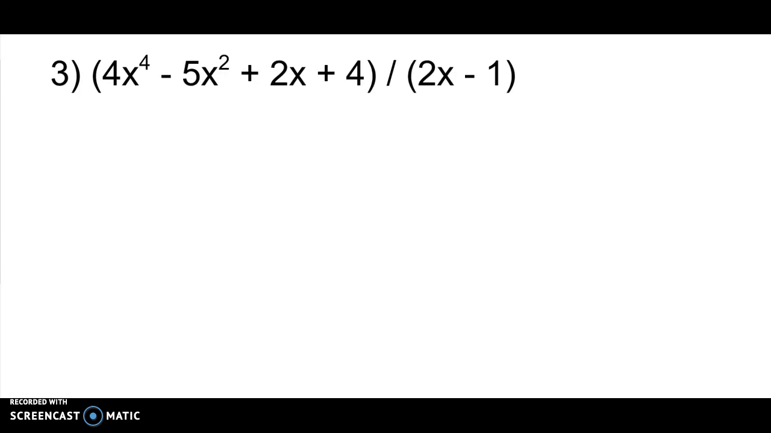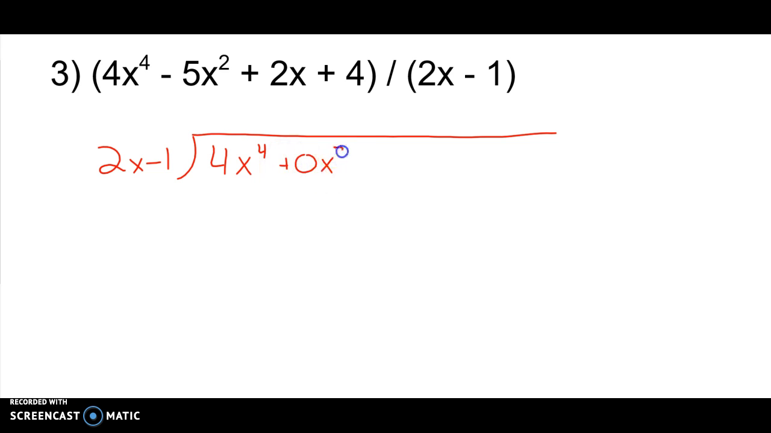The 2x minus 1 goes in front. That's the divisor. It's what we're dividing by. And then underneath goes the big polynomial. Now, what do I have to remember to do in this case? Fill in for the x cubed. Yeah, remember, there's no x cubed, so we have to put a placeholder. Put a 0x cubed. And then we do have an x squared, so 5x squared. And then we have a 2x, so plus 2x plus 4.